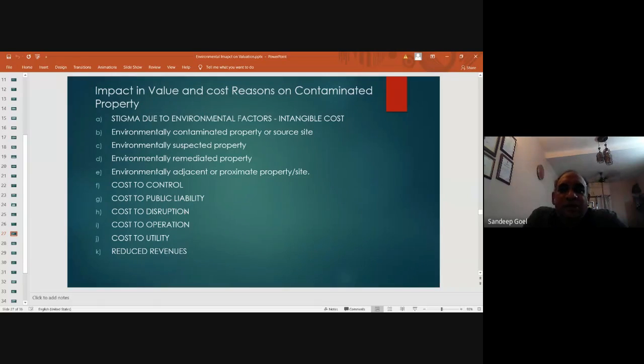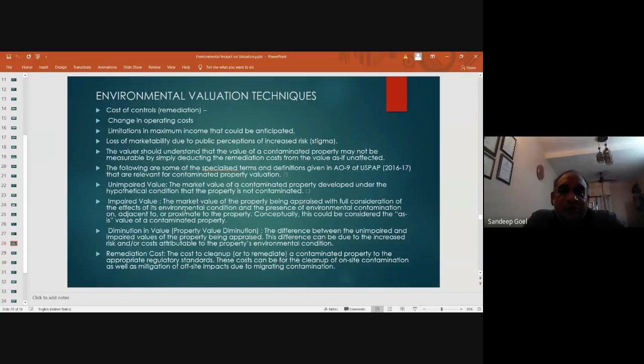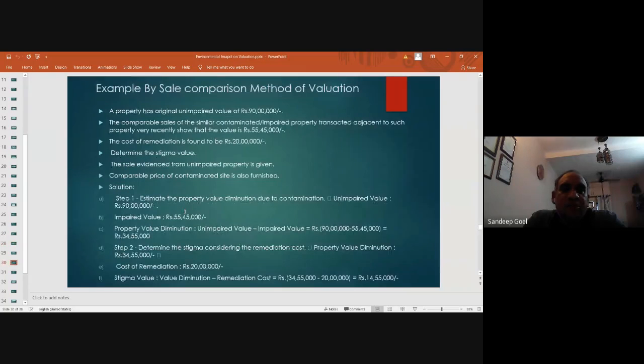Impact in value and cost reason on contaminated property. I will give you an example. This is the example. A property has an original unimpaired value of rupees 90 lakh. The comparable sales of similar contaminated, impaired property transactions very recently show that the value is 55 lakh 45,000. This is the impaired value. Are you getting? The cost of remediation is found to be 20 lakh.